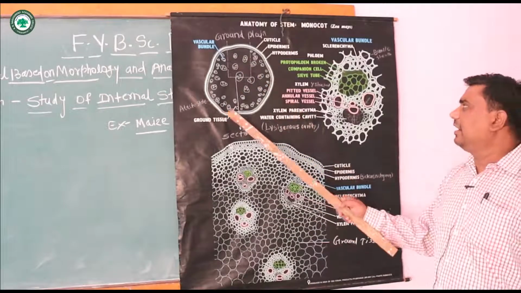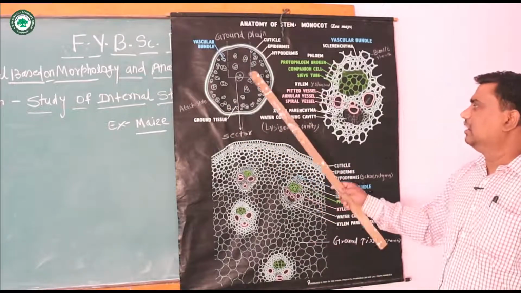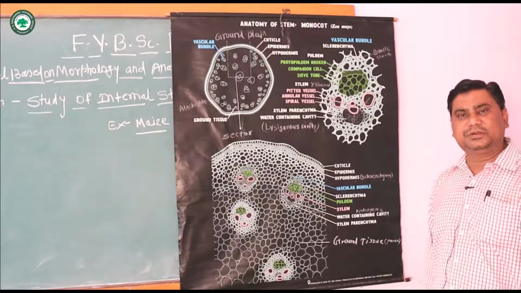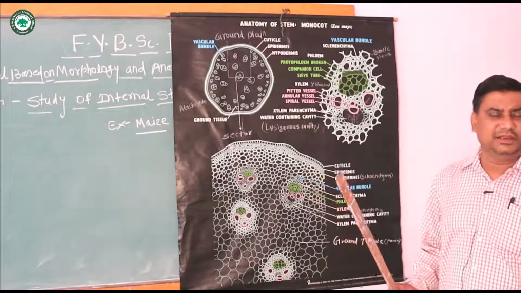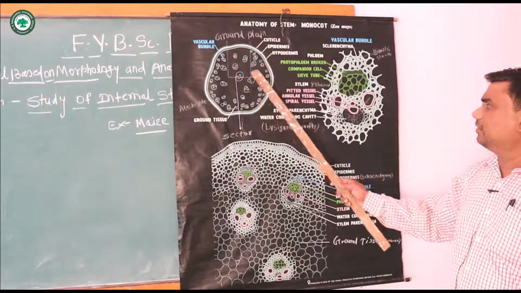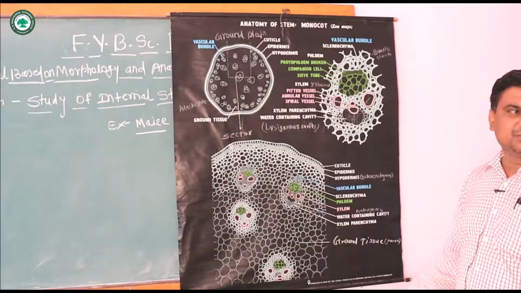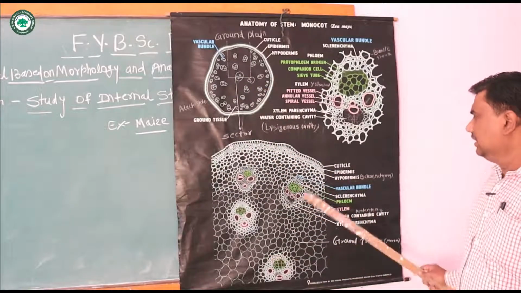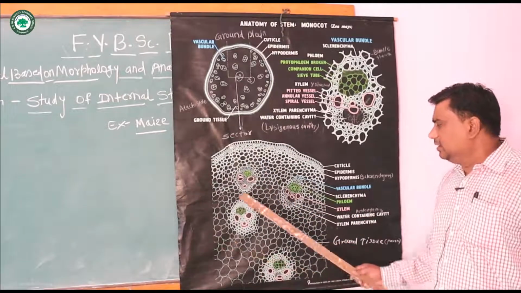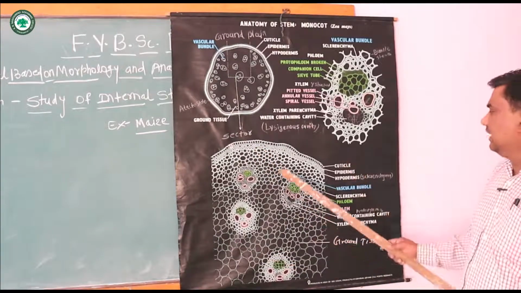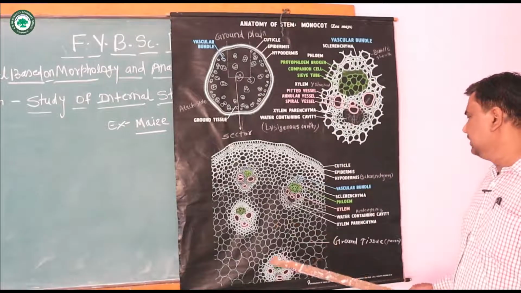So, the stele is called atactostele. It is called atactostele because in the case of a dicot, the vascular bundles are arranged in a ring, but here in the monocot the vascular bundles are scattered in the ground tissue. When we see the sector view of the stem internally, we can see the epidermis, then the cortex, and the ground tissue.